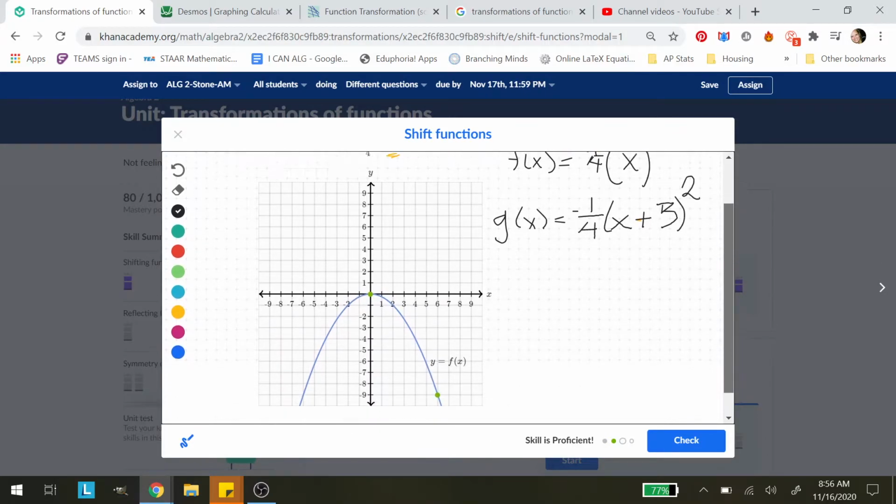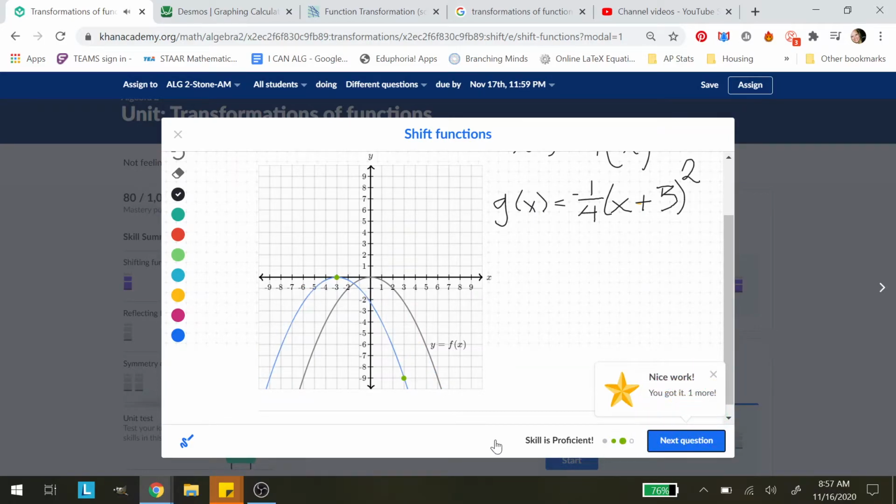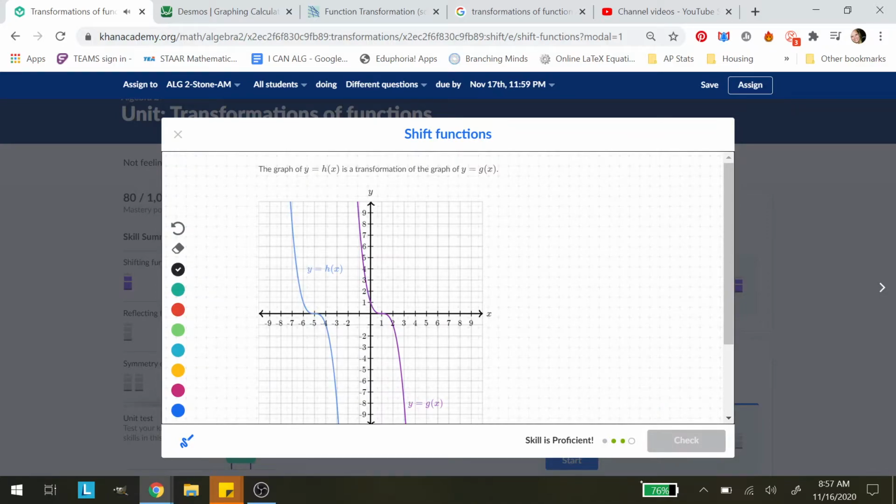And then I'm going to do the left 3. So I'm going to take this dot and just go to the left 3. And then I'm going to take this dot and go to the left 3. And that's it. Ta-da! Transformation.